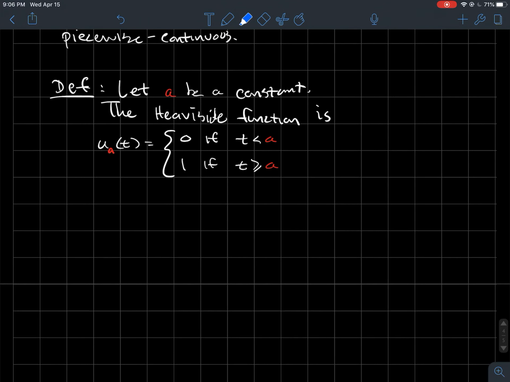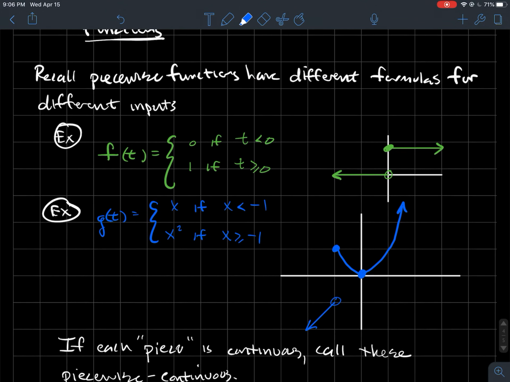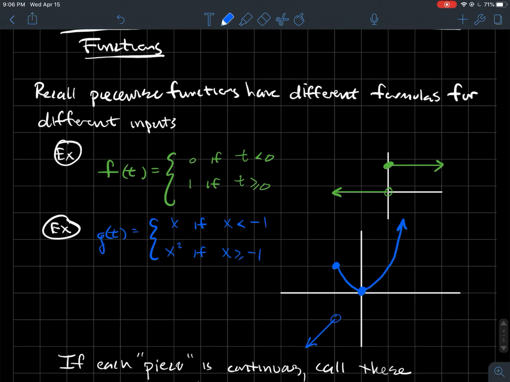Now let me tell you about one of the more important and common piecewise functions you run into in a differential equations class. It's called the Heaviside function, where a is a constant. There's a Heaviside function for each constant a, and it's 0 if t is less than a, and it's 1 if t is larger than or equal to a. So if you look back at my green example above, I could call that u0 of t.